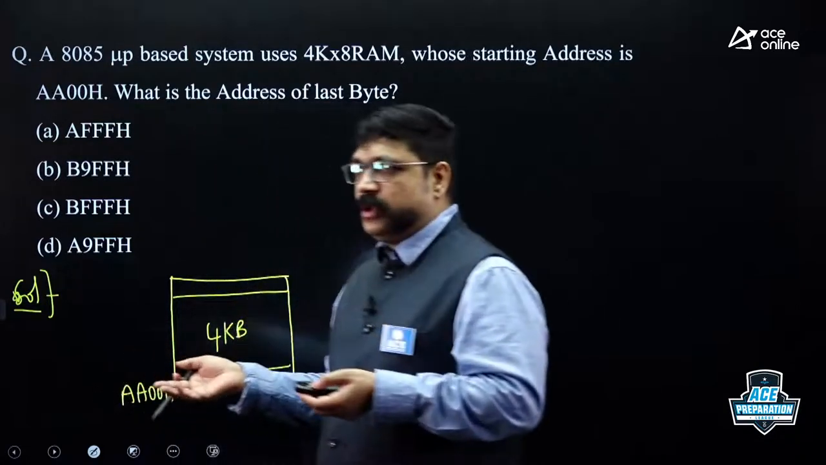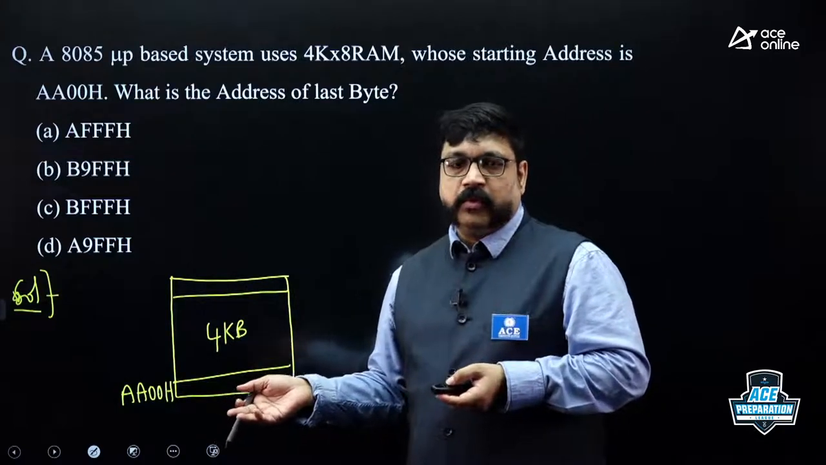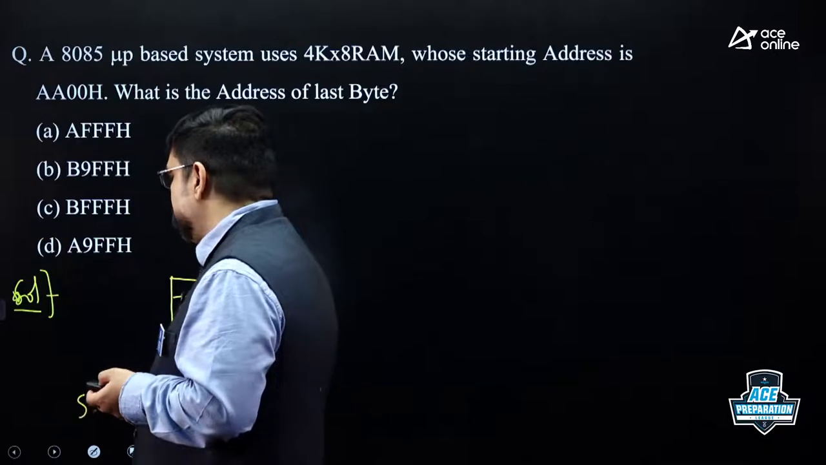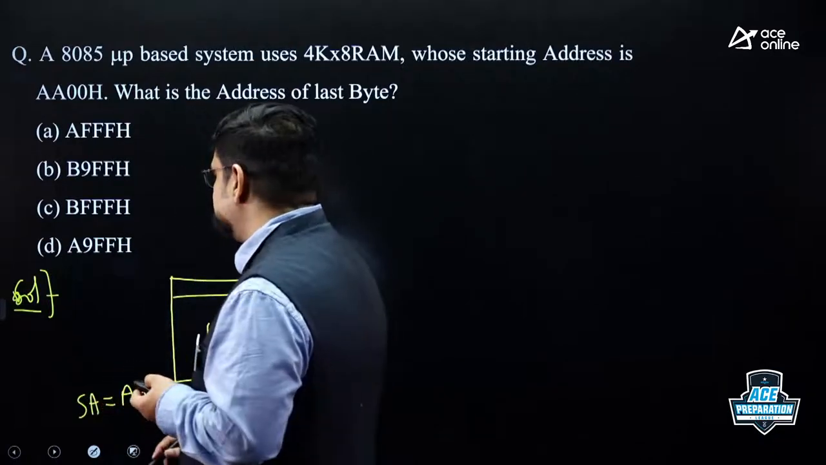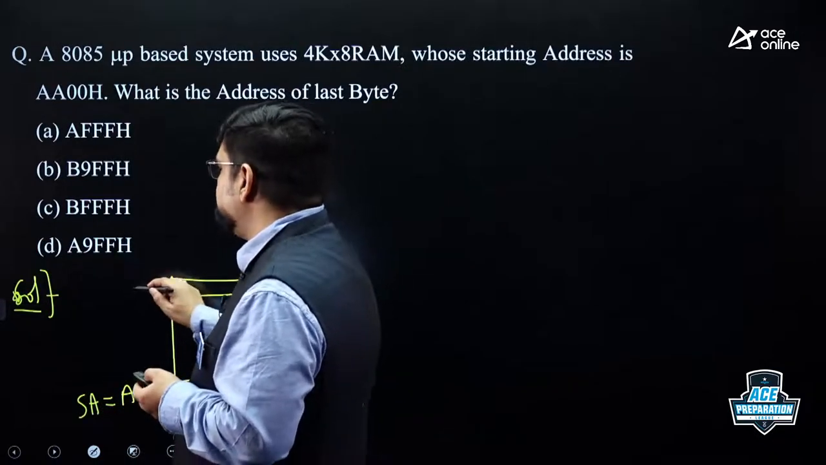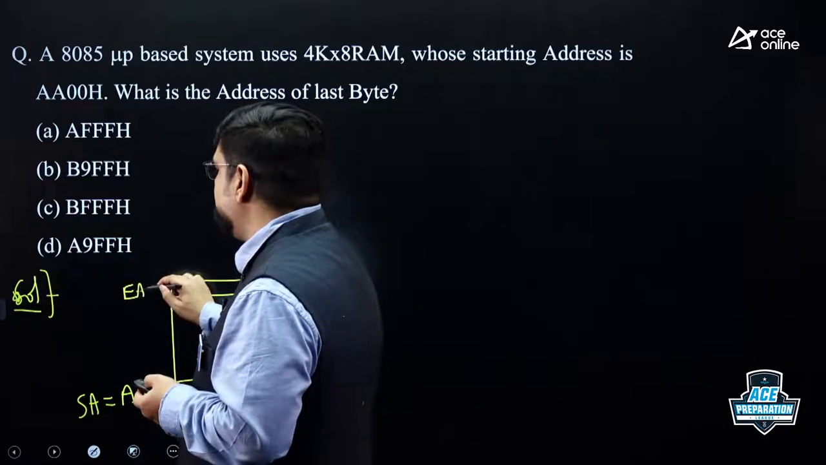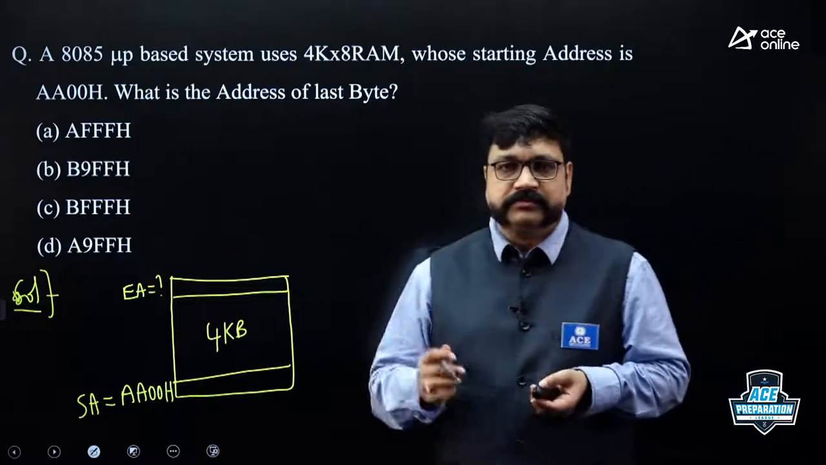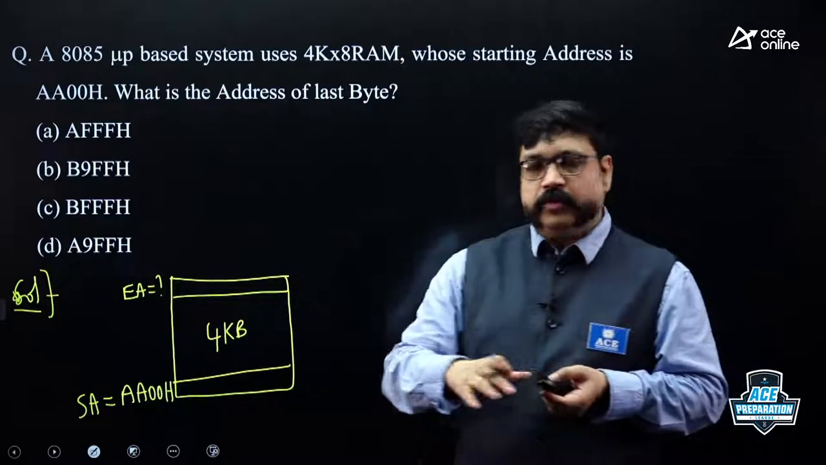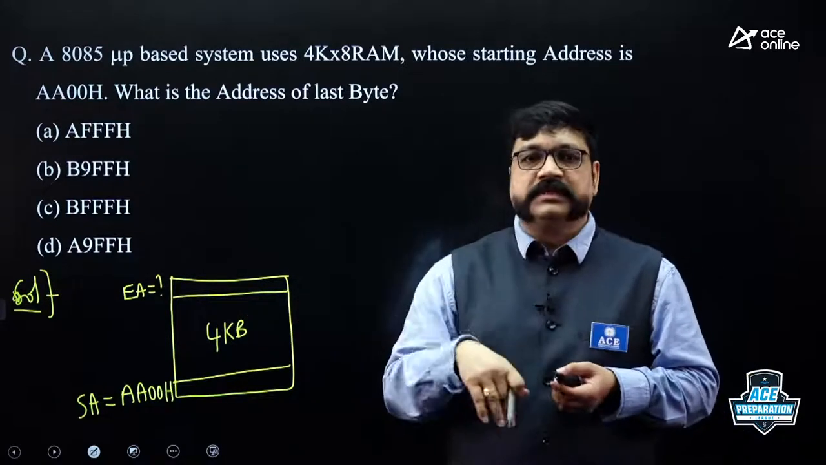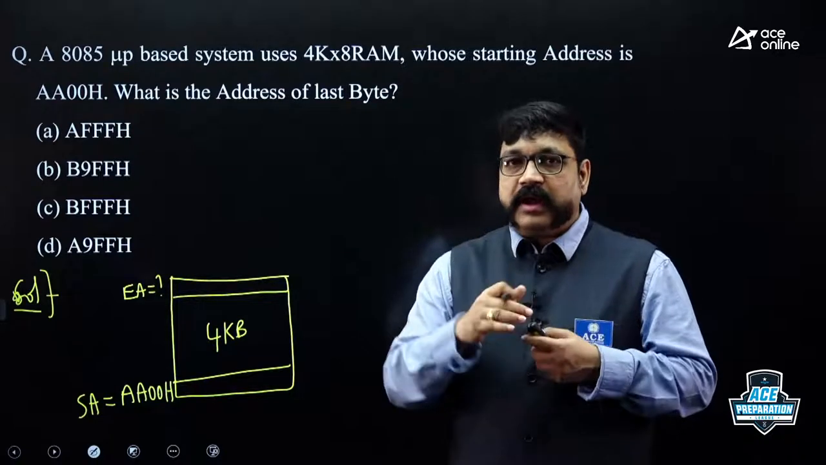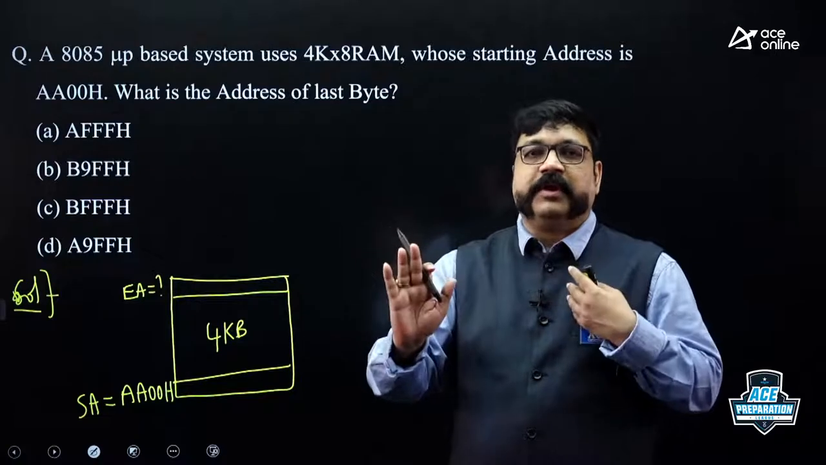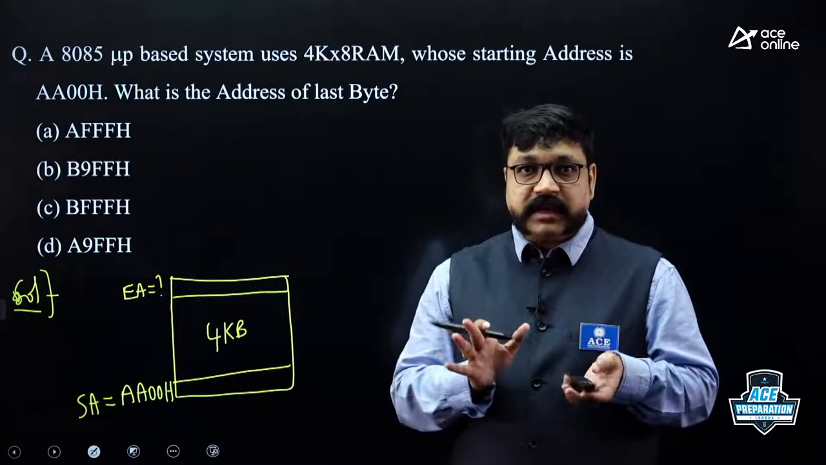This is what I said, a question on interfacing. No one will ask you to draw the interfacing diagram. AA00 hexa is the starting address, the first byte number. They are asking for the end address, the last byte. This is how they frame a question. In engineering, you need this knowledge along with learning and practicing how to draw the interfacing diagram of 4KB with the microprocessor. That is not required here.